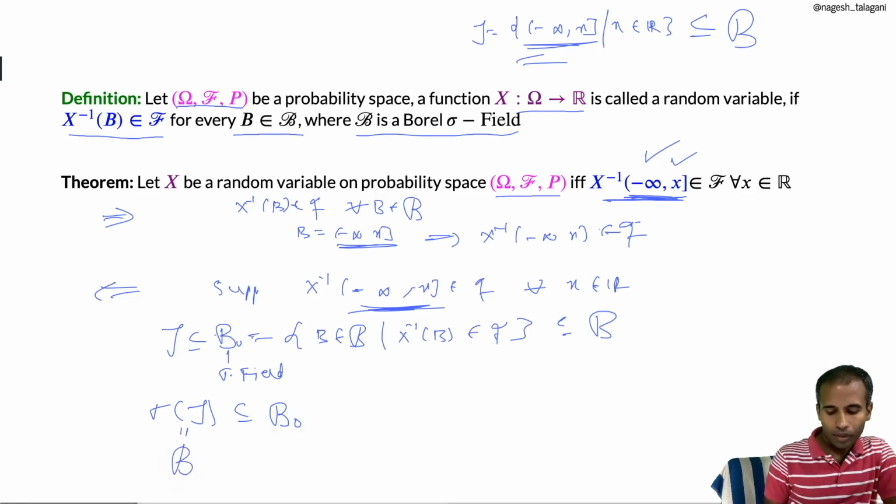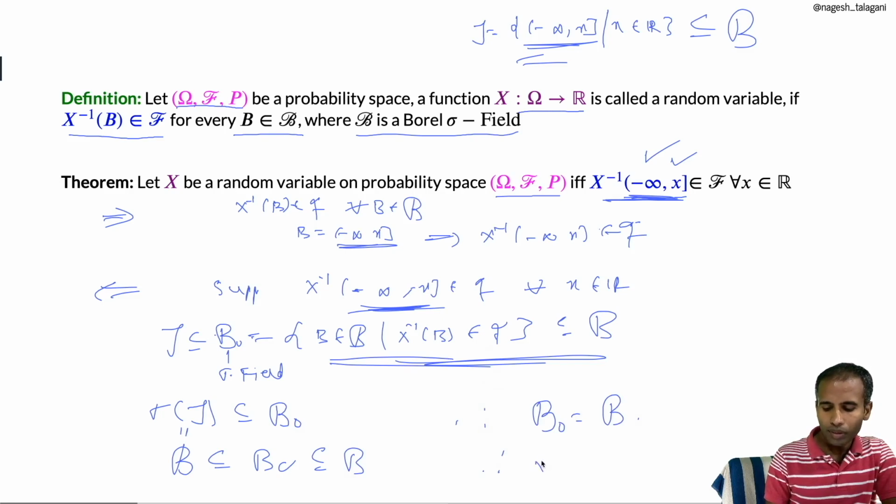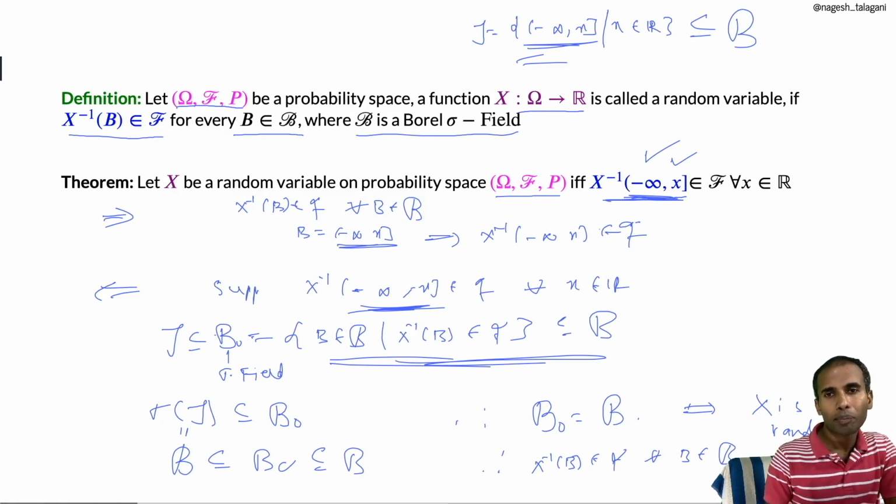So therefore script B is contained in script B naught, and we already know that script B naught is contained in script B. Therefore we can conclude that script B naught equals script B. That means this is true for all B. Therefore X inverse B belongs to script F for all B belonging to script B. That implies X is a random variable. So this is the outline of the proof. I give a detailed proof in the notes. Please try to understand.